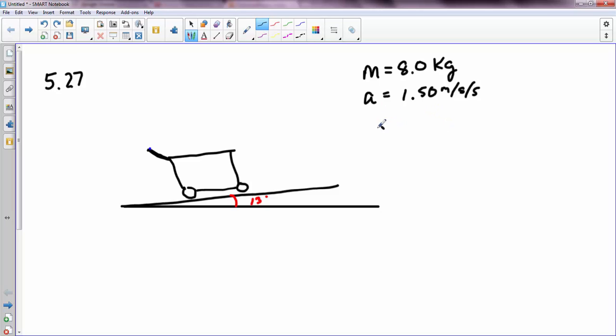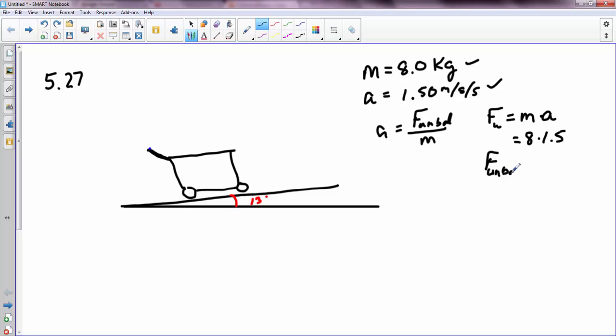And if you remember, our equation for the unbalanced force looks like this. The unbalanced force over mass equals acceleration. That's easy to rearrange so that your unbalanced force is just equal to mass times acceleration, both of which they've given me here. So I've got 8 times 1.5. I know what my unbalanced force has to be. It is 12 newtons, and it's in the direction of the ramp, parallel to the ramp.